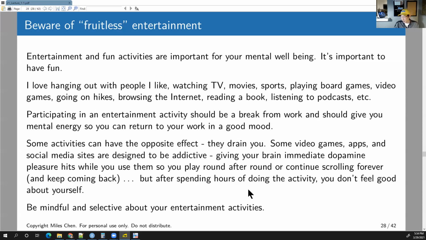I encourage you to inspect and take measure of where your time is going, and whether it's going down some of these fruitless entertainment activities. So just be mindful. I'm all for entertainment and having fun, but they should be positive things in your life, not things that make you feel bad about yourself.